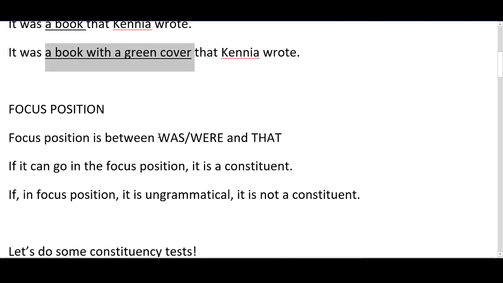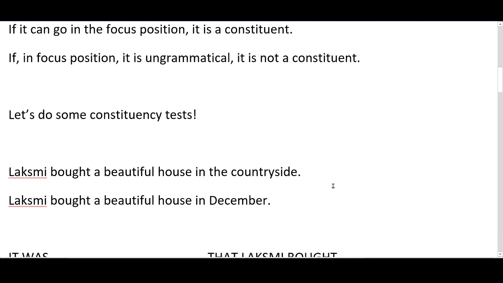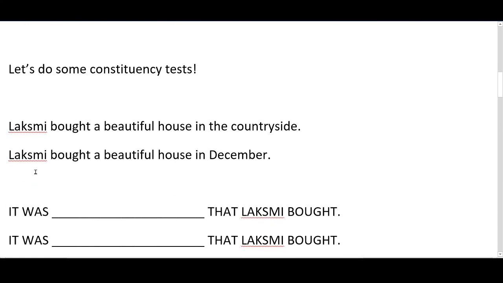Okay, so let's have a look at the focus position. It is the place between was, were, or is, or any other form of be, and that, or who, or whatever. Okay, so if you can go into focus position, it's a constituent. If in focus position it is ungrammatical, it is not a constituent. So we need to do some constituency tests. So let's have a look at this.